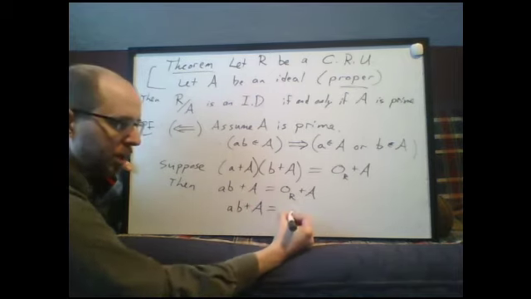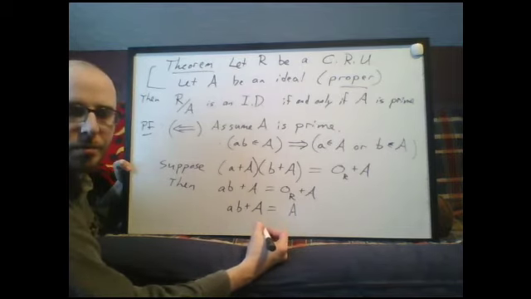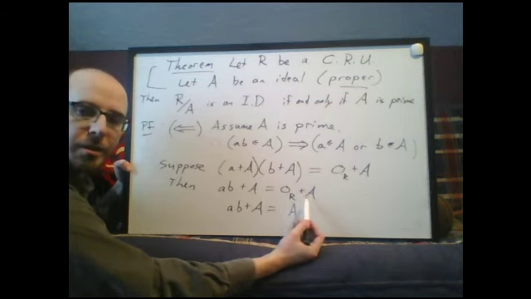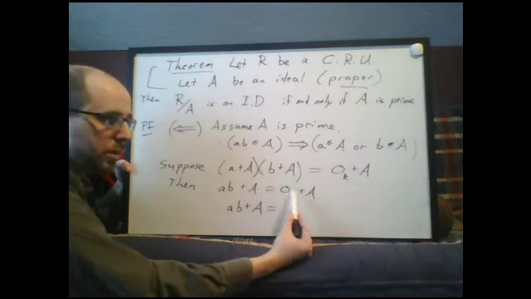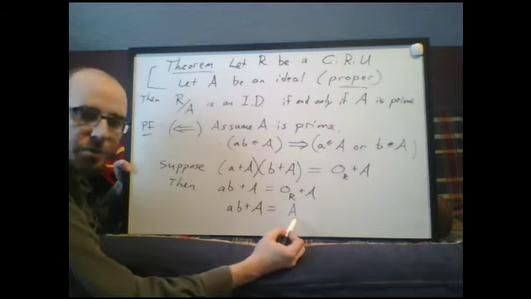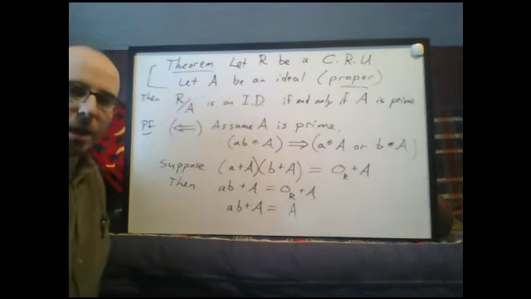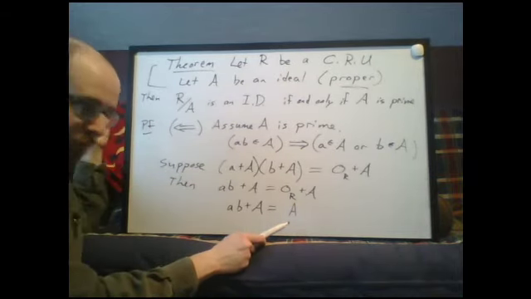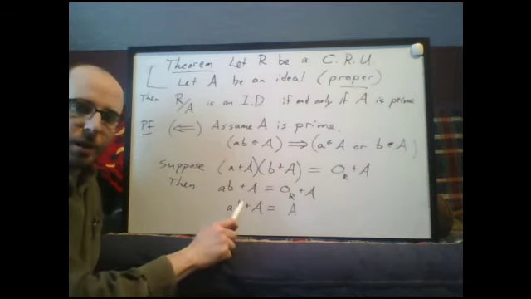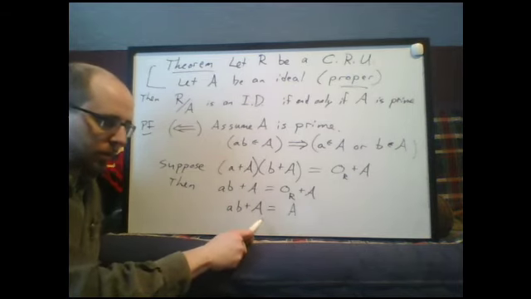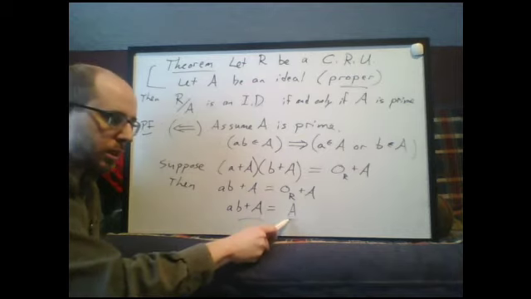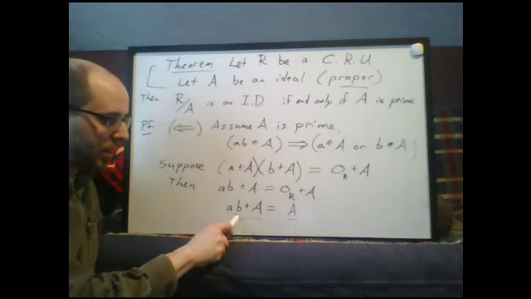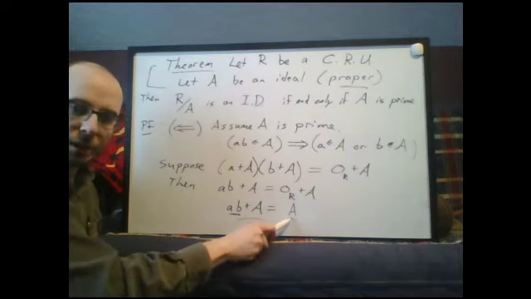0 plus A, we can really write that as just A, because it's the set of 0 plus every element of A. Well, any element of A plus 0 is just itself. So this is exactly the set of elements from A, which is A. All right. Now, when we're dealing with equations in factor rings, if a coset equals the ideal, that's equivalent to saying that this representative is an element of the ideal.